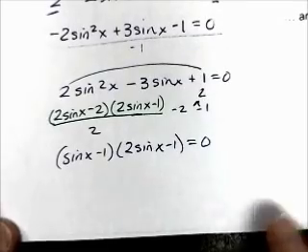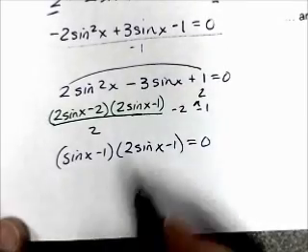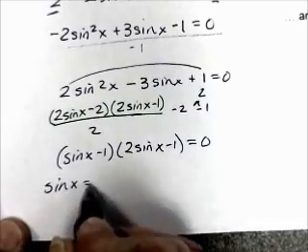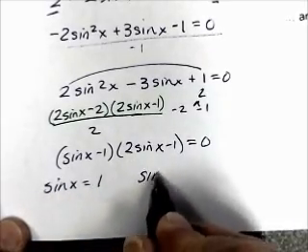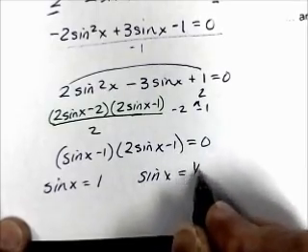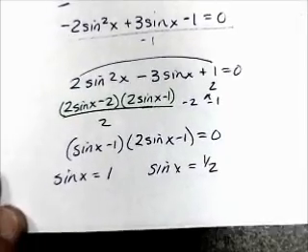Set each factor equal to 0 and solve. I'm skipping that step, going right to sine x is going to equal positive 1, and here we're going to add 1 and divide by 2, so sine x equals 1/2.